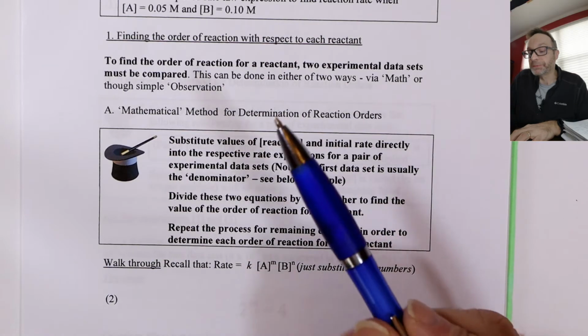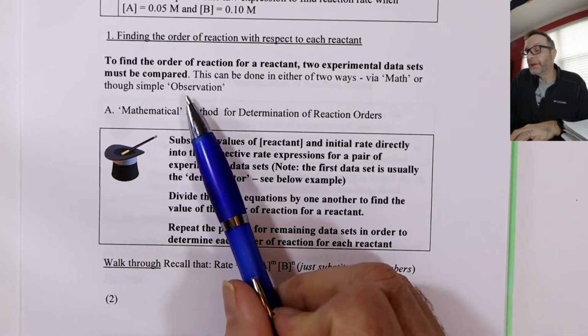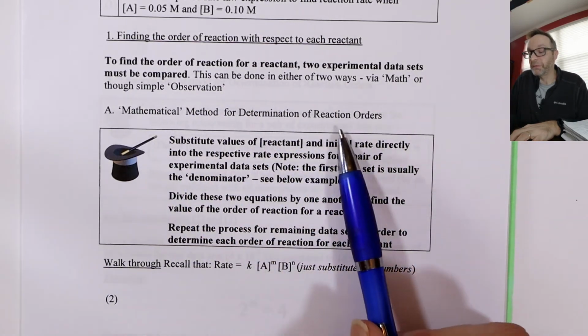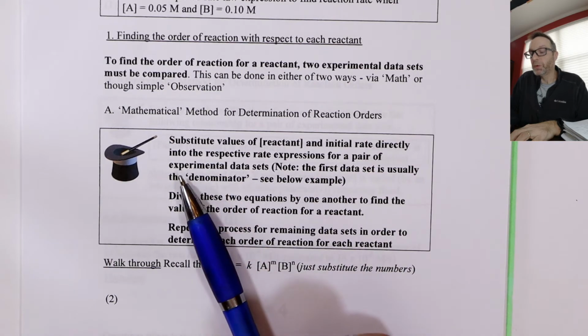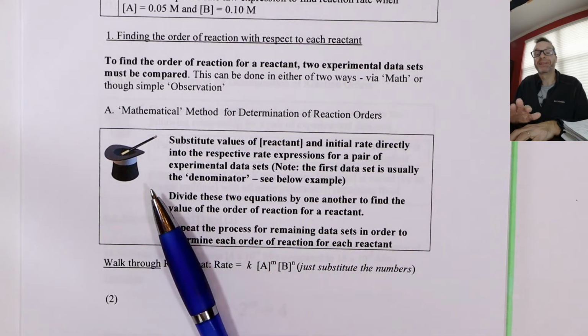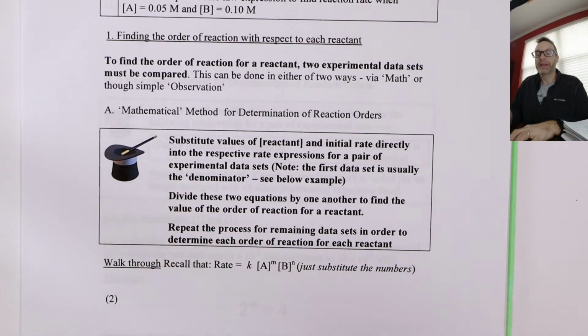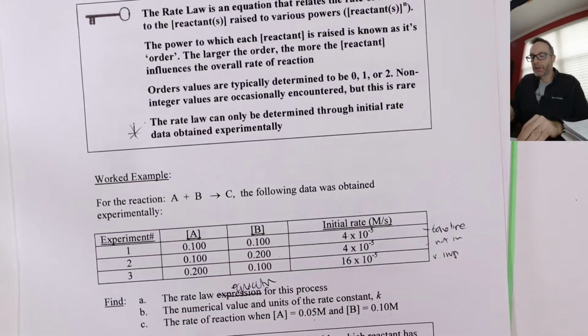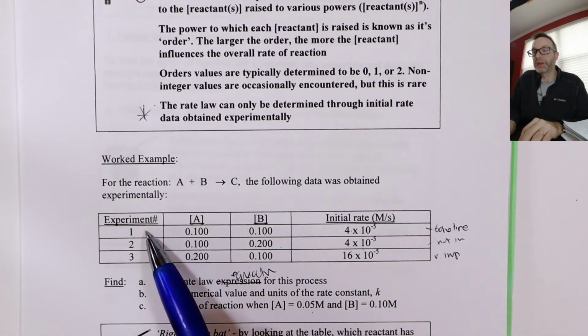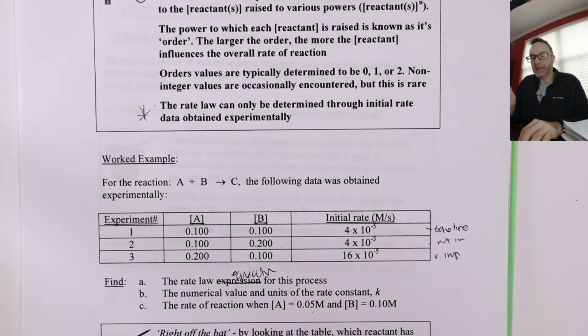Okay, so math or observation? Math first, okay? So what we're going to do, we're actually going to write out these equations, but put numbers in them, and then divide, and it's like a simultaneous equation in math, right? Now, if you think about it, we're going to compare 1 and 2 first, right? So we'll compare 1 and 2, and when we divide them out, we'll always put 1 on the bottom because it's a smaller number.